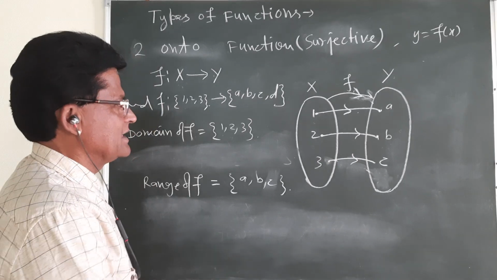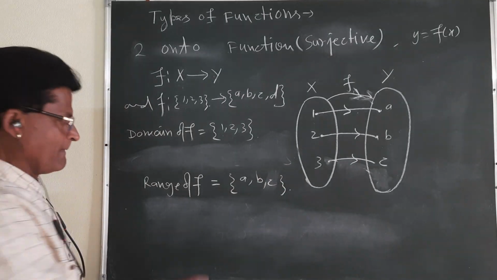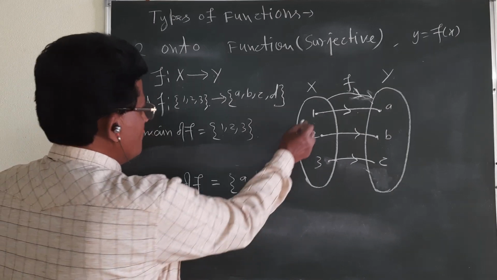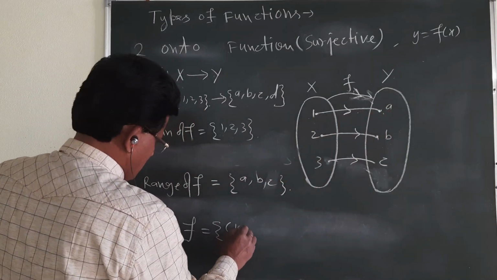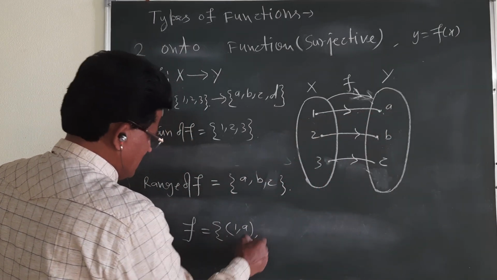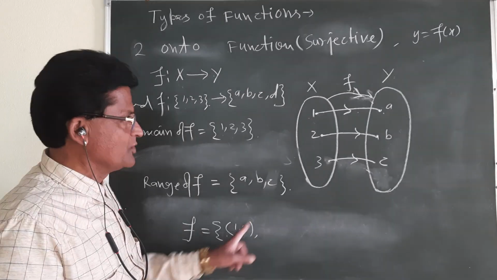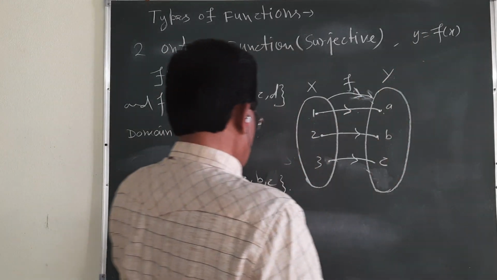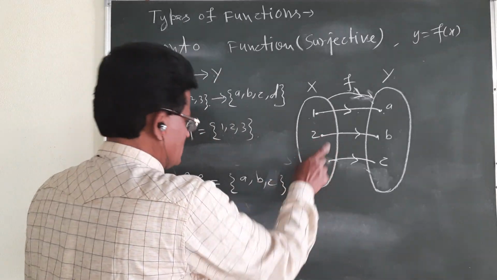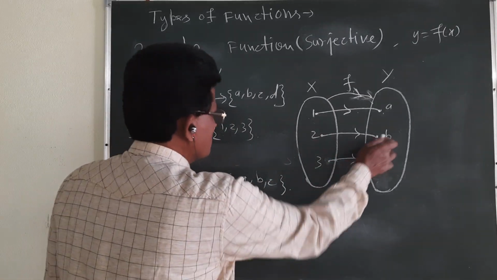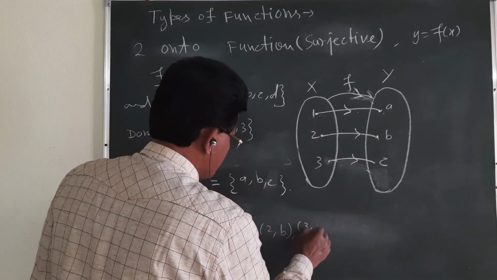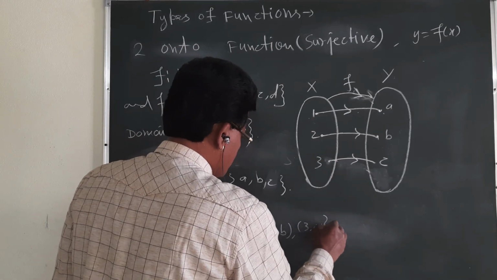That is why it is an onto function. Whenever the function is onto, you can write its elements, and sometimes this question comes in the examination. In place of X you will write 1, in place of Y, let me write the element 2, Y is B, and 3, that is C.